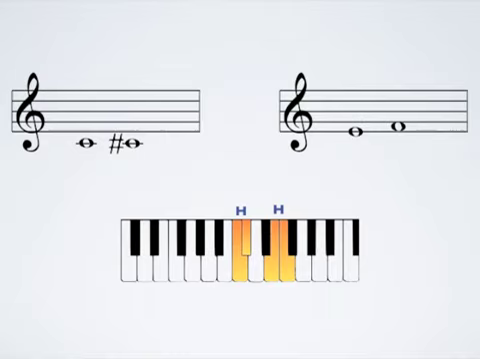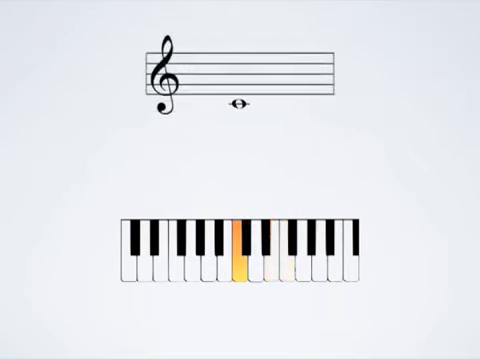Now, instead of moving to the next possible note, if we start on that same C and skip over one note, we land at the note D, and this is a whole step. Let's try that again, starting on E again. If we skip over one note, we land at F sharp, and this is also a whole step.